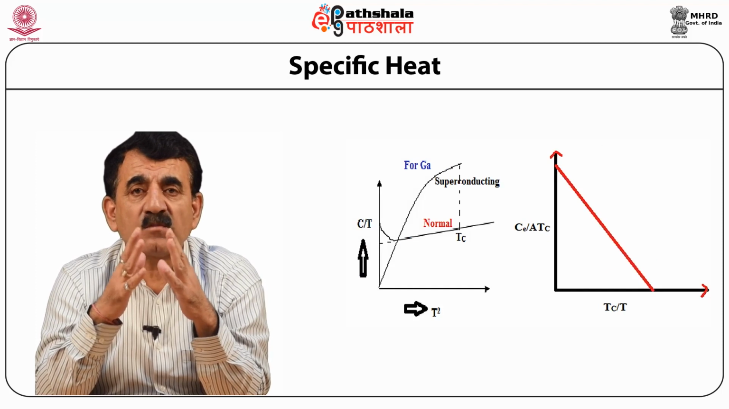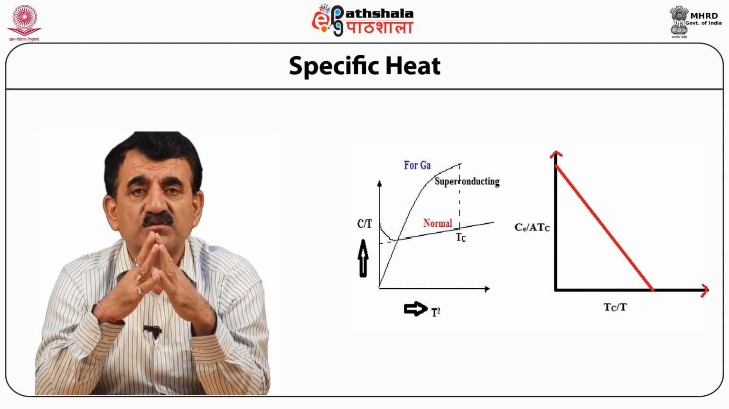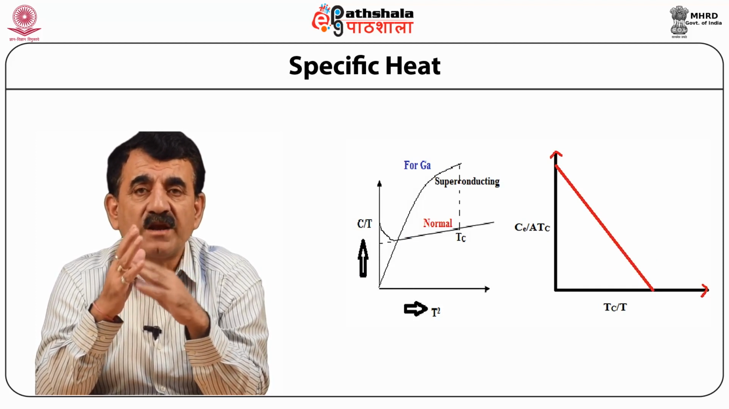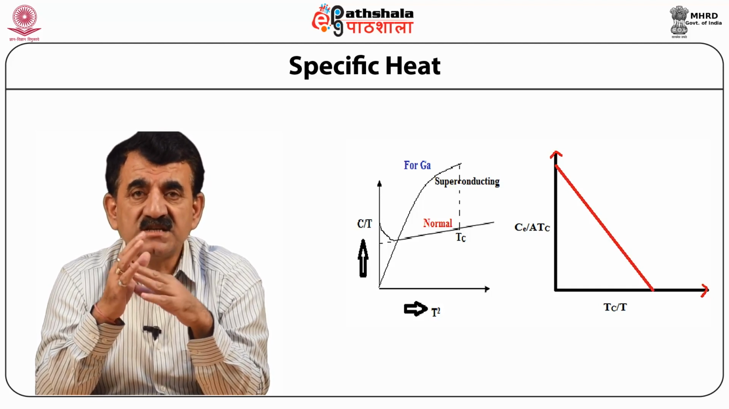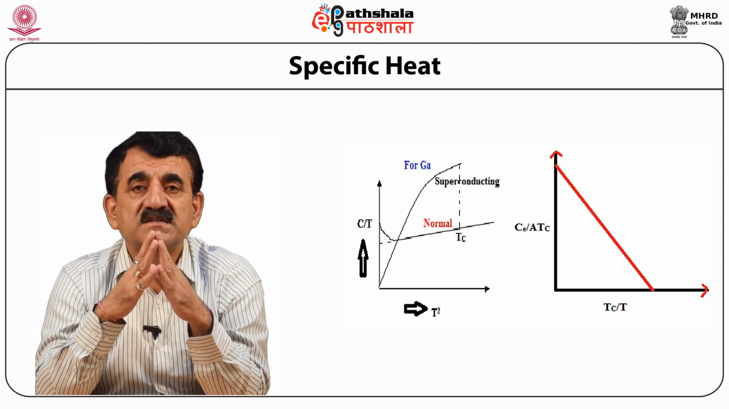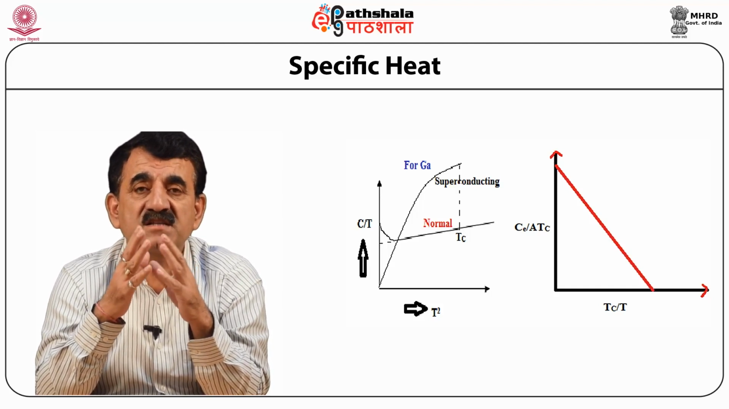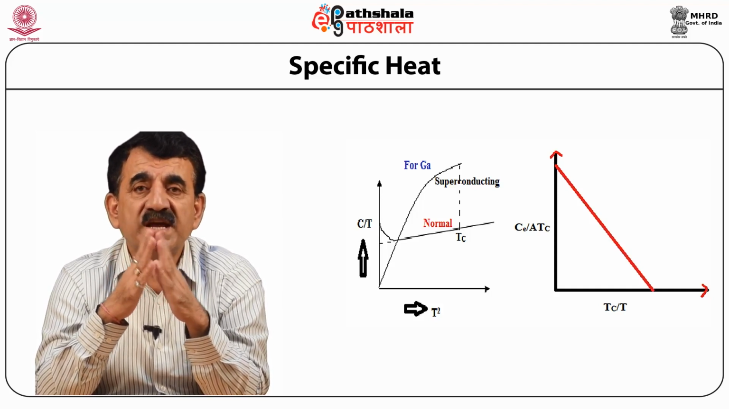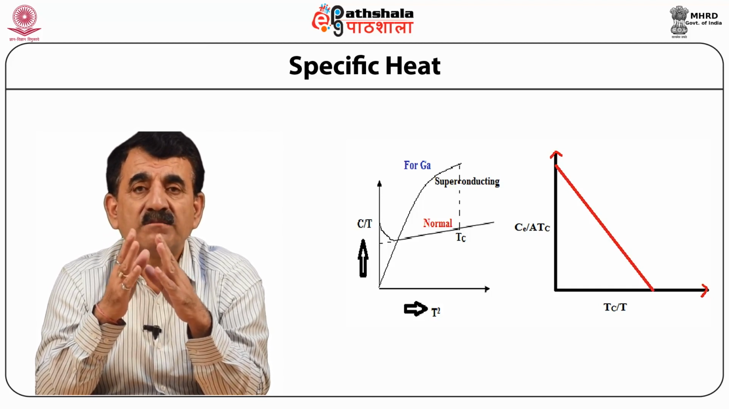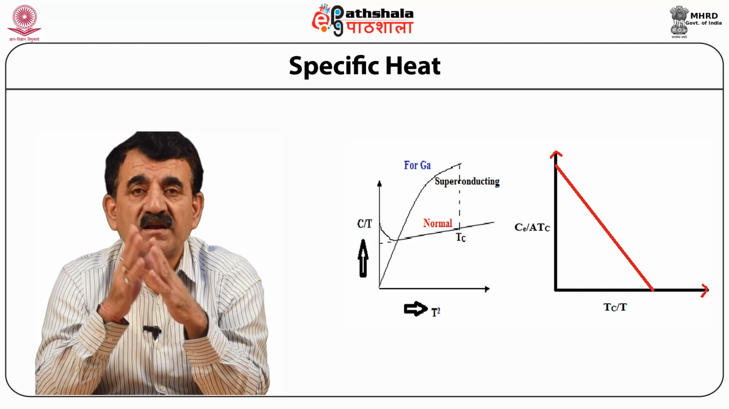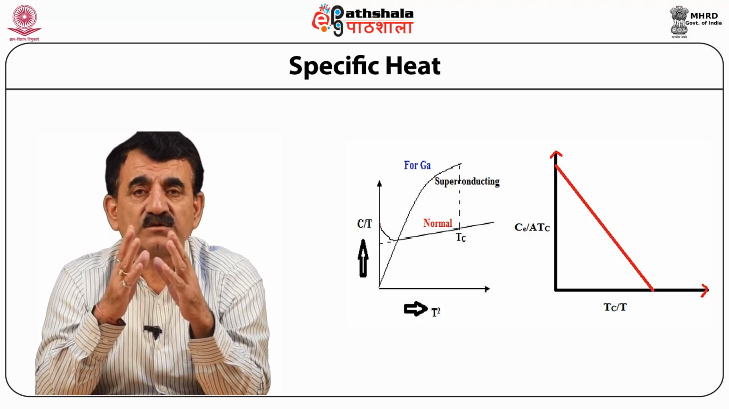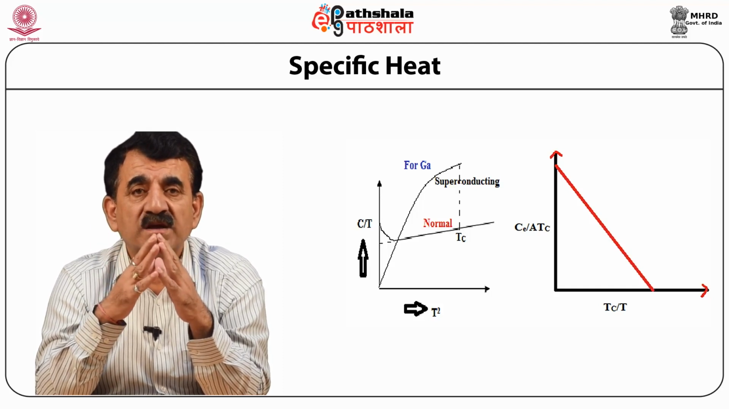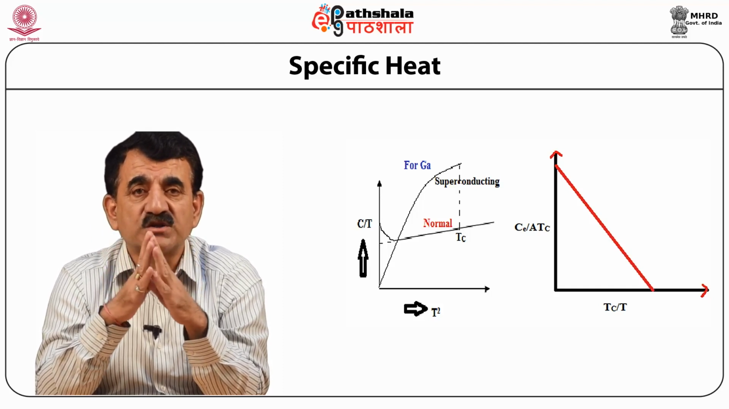Specific heat in a normal conductor consists of two contributions, one from electronic and the other from lattice. That is, C is equal to Ce plus Cl, where Ce is the electronic contribution, which is At, directly proportional to temperature, and the second contribution is the lattice contribution, which is Bt cube, so it is the cube of temperature. Here A and B are constants.